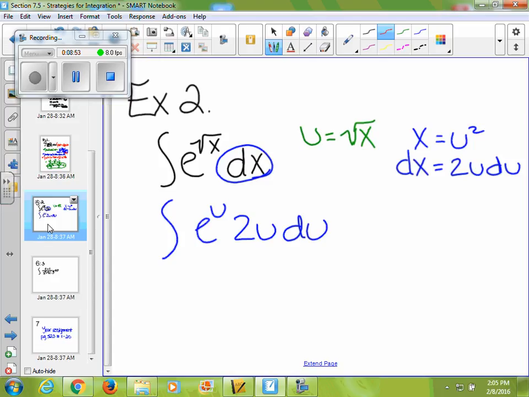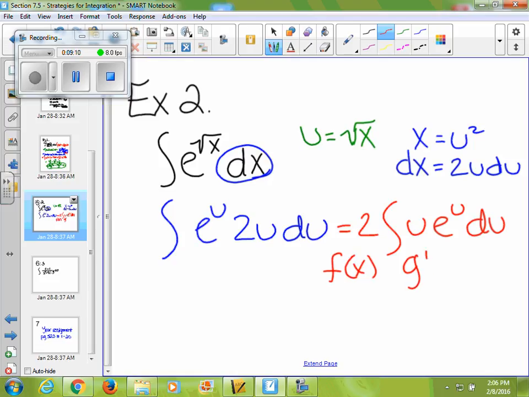Okay, so we get something a little simpler. I know I can pull the 2 out front and give 2 the integral of u e to the u du. But that's only partially simpler. So the second thing I'm going to do is integrate by parts.